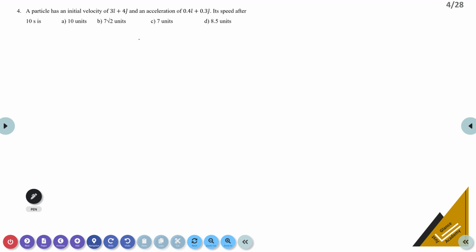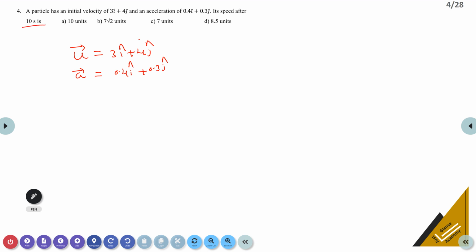That is. Next, fourth one. A particle has an initial velocity u given, that is u vector equals 3i plus 4j. Then acceleration is given as 0.4i cap plus 0.3j cap here.